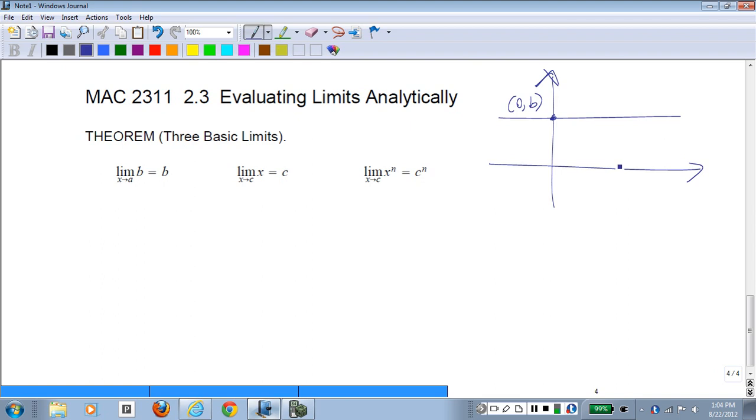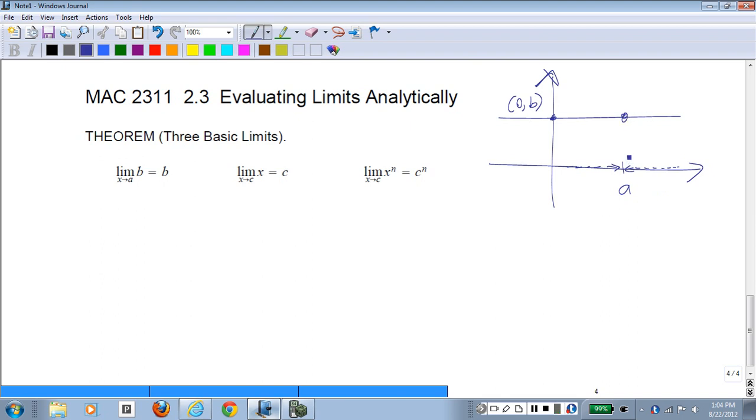If x is approaching, I don't know why I went with a there and c in the other two, but I guess I'll leave it. No particular reason for the choice of a versus c.